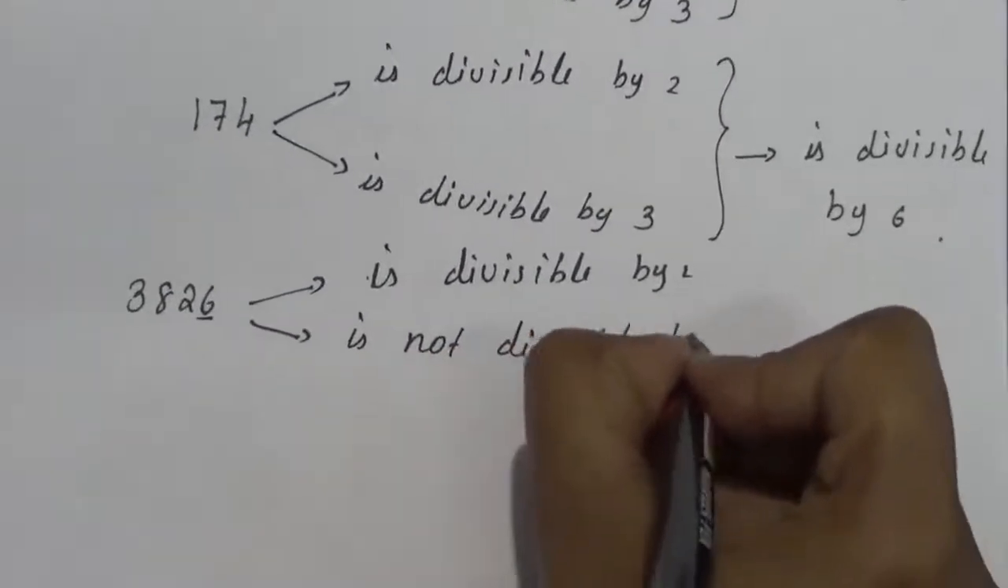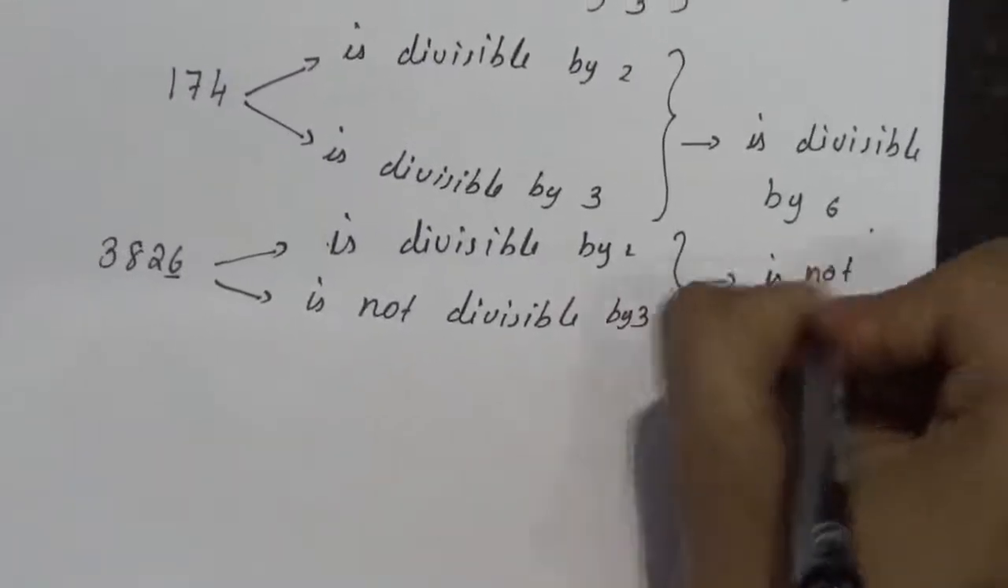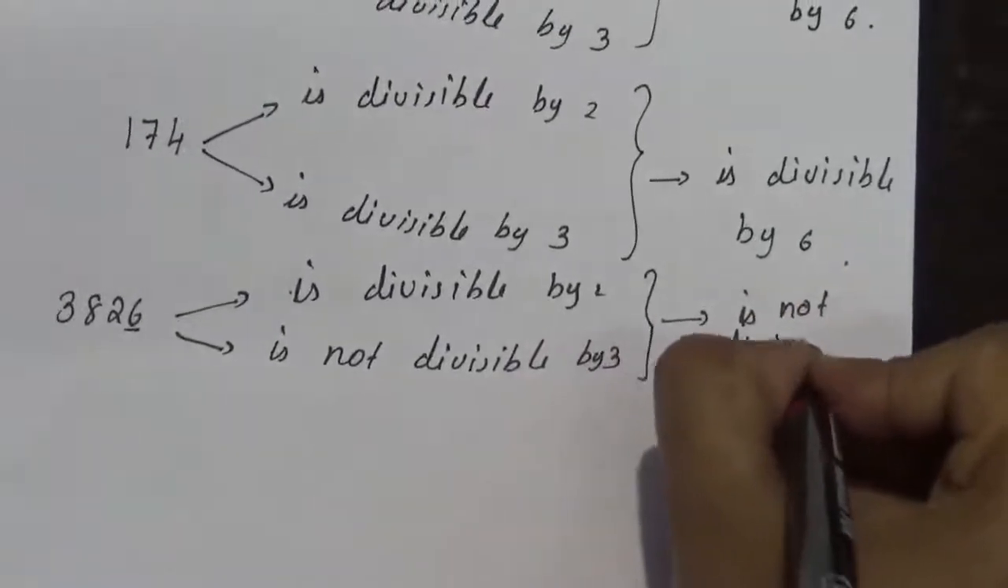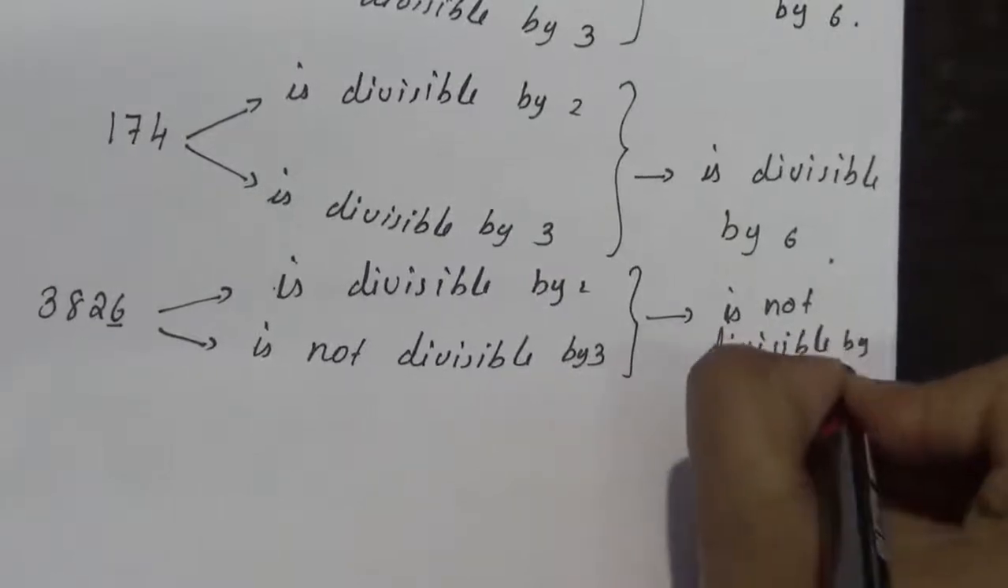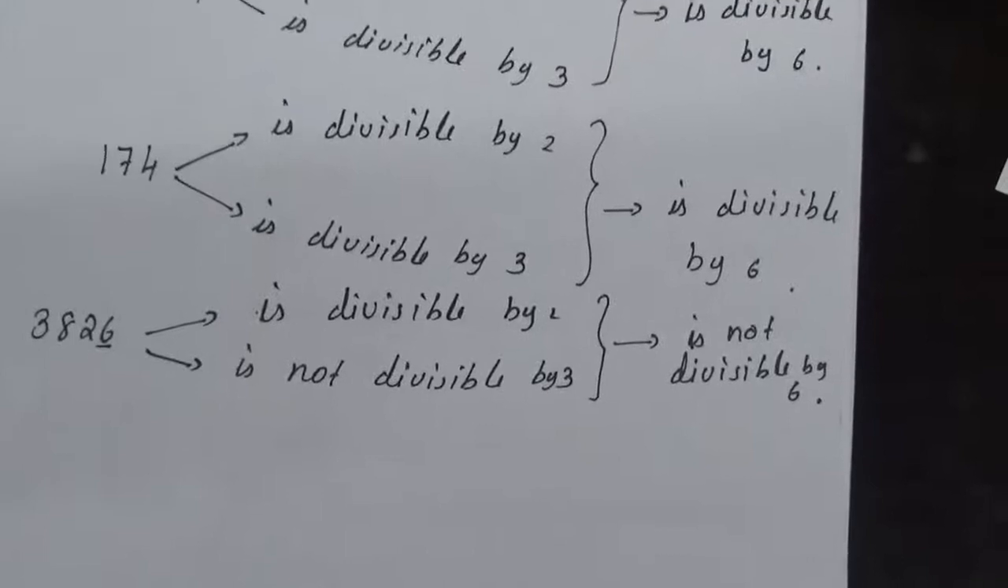So we can say that this number is not divisible by 6. A number is divisible by 6 if and only if that number is divisible by 2 and 3.